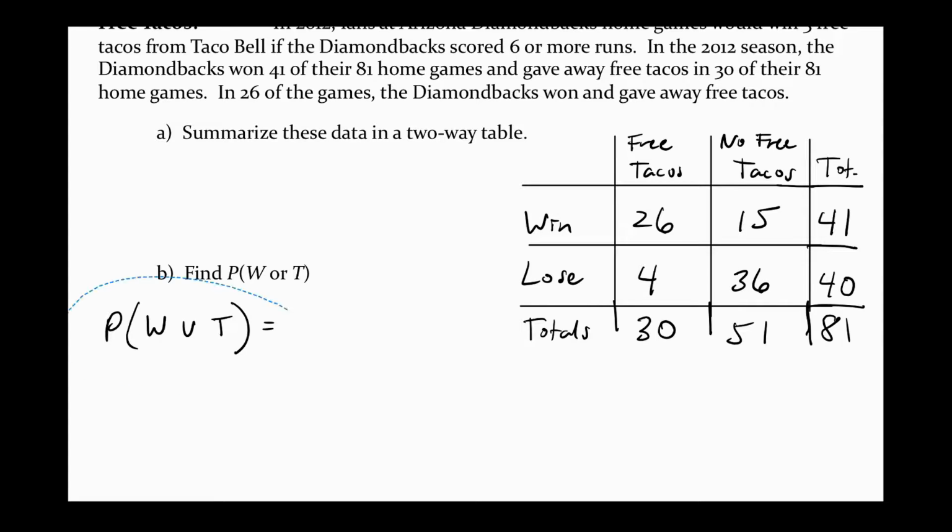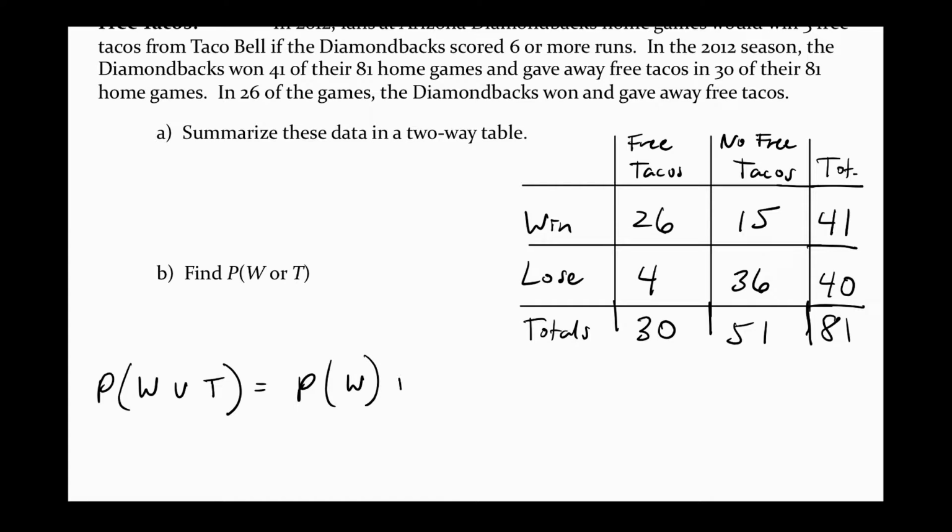Okay, well, let's see here. I'm going to use my chart here. So that means win plus free tacos minus a win and free tacos. That's just the general multiplication rule, which is on the board, which is in your notes. Or sorry, general addition rule, because there's an or in there. So first of all, I got to find the probability of a win. What's the probability of a win? How do I figure that out?